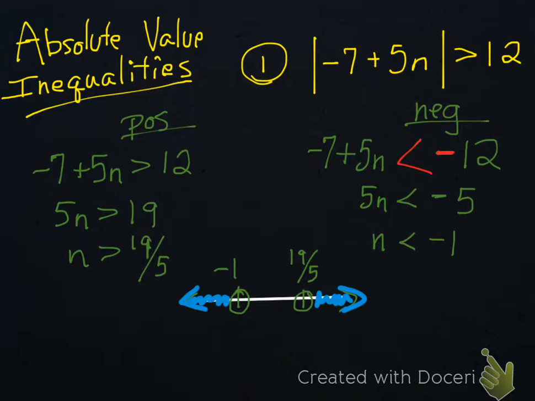Last but not least, we do need to go ahead and write that in interval notation. So remember, we go from -infinity to our -1. -1 has a parenthesis. And we're going to unite because it's one side or the other. And then I have my 19/5 going all the way to positive infinity.